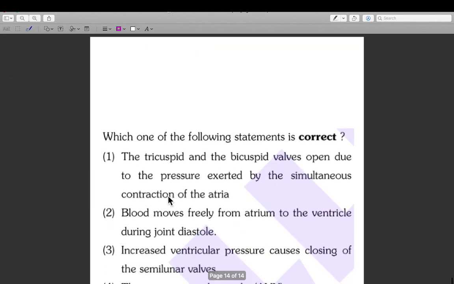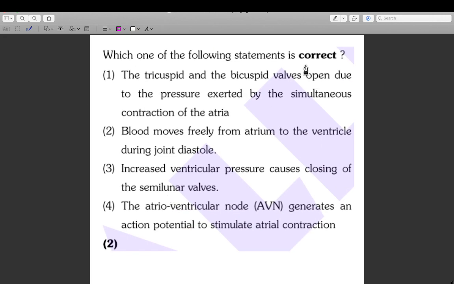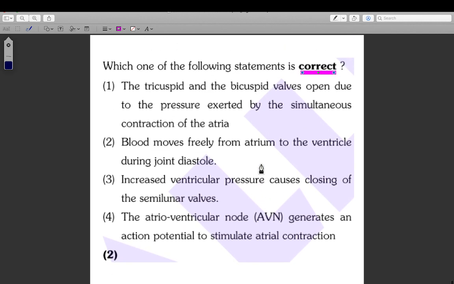Tick that. Which of the following statements is correct? Now ये थोड़ा सा different आ गया. So that अभी आपको हैबिट हो गया होगा इनकरेक्ट स्टेटमेंट्स मार्क करते करते. So now they have confused you and asked you which one is the correct one. Bicuspid and tricuspid valves open due to pressure exerted by simultaneous contraction of the atria.